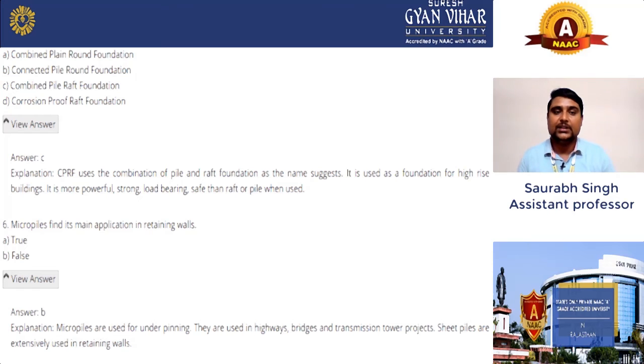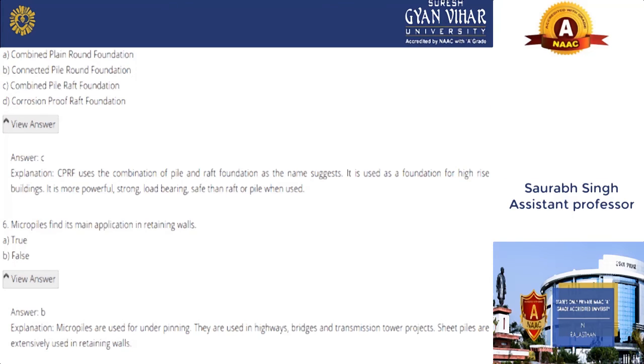Now come to the sixth question. Sixth question is: micropiles find their main application in retaining walls. Is the statement true or false? Then your statement here is false, because micropiles are used for underpinning and they are used in highway, bridges and transmission tower projects. Sheet piles are extensively used in the retaining wall.